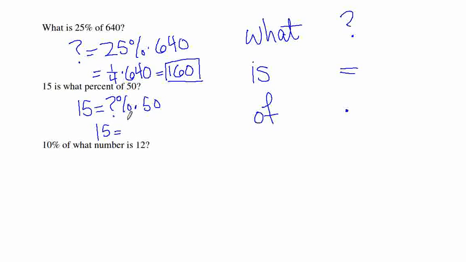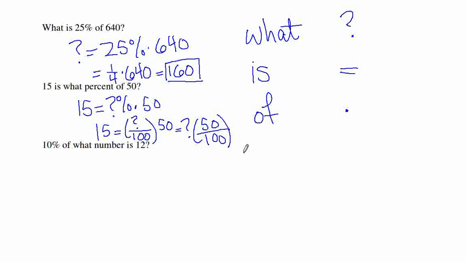So the mystery percent is equal to the mystery number divided by 100, and we're going to multiply that fraction by 50. Now let me ask you a question. If I divide a number by 100 and then I multiply by 50, isn't that the same as multiplying the number by 50 and then dividing by 100?